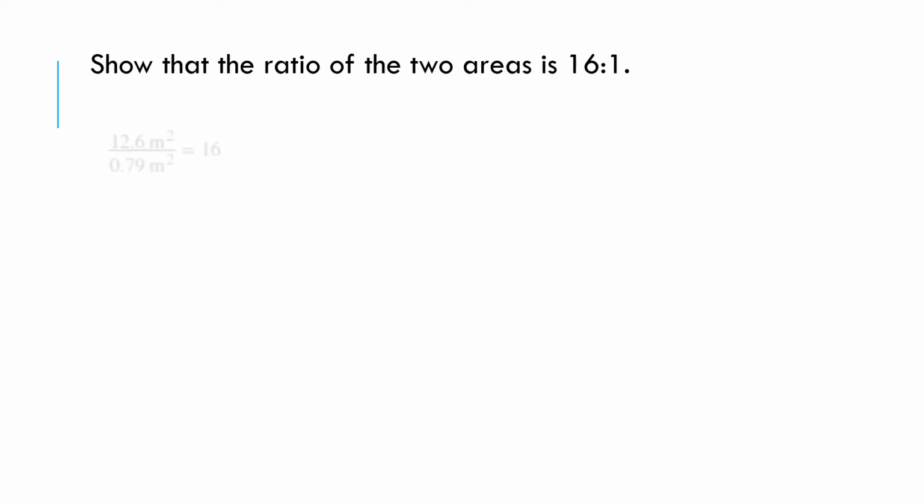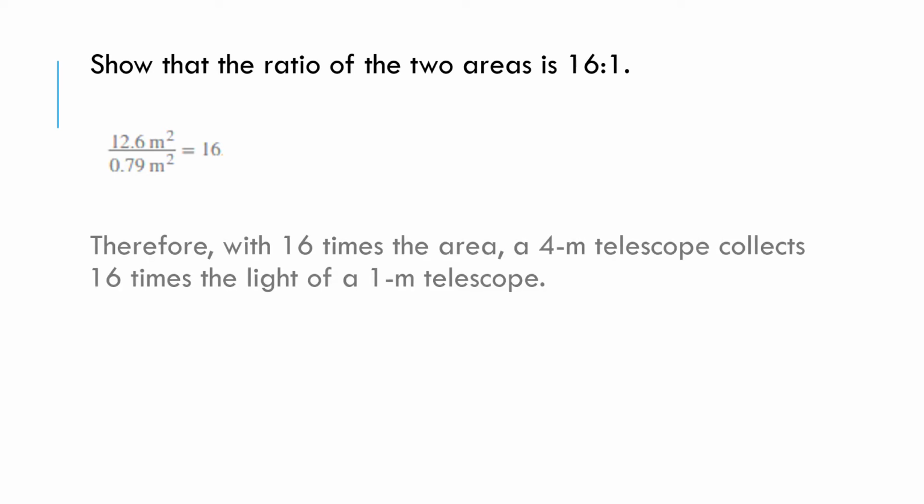Remember, 12.6 meters squared is the area for a 4 meter diameter telescope and 0.79 meters squared for the 1 meter diameter telescope. Divide these two, you have 16. Therefore, with 16 times the area, a 4 meter telescope collects 16 times the light of a 1 meter telescope.